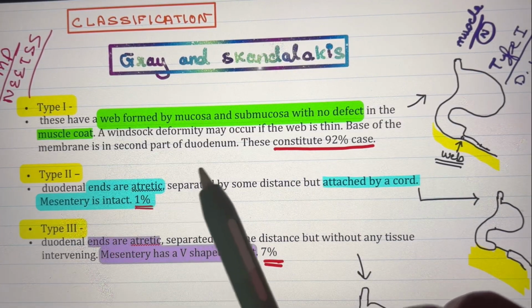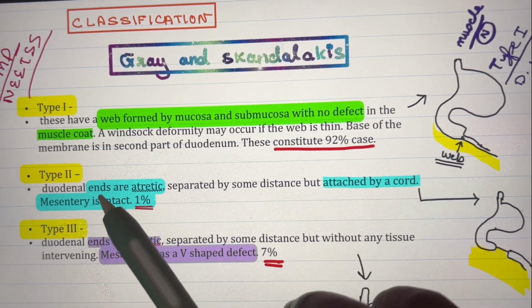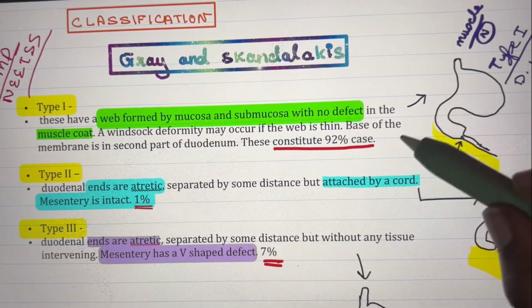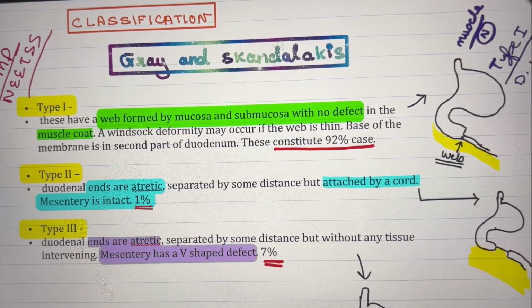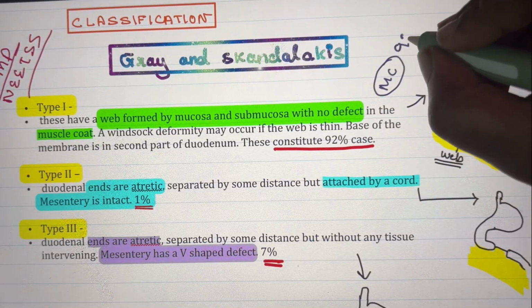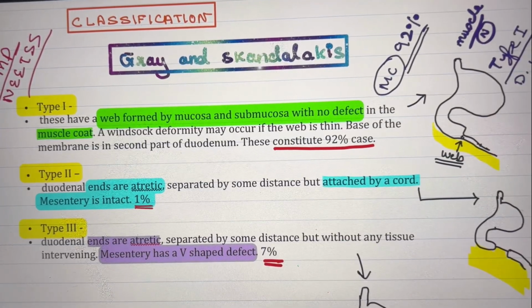A windsock deformity may occur if the web is thin. The base of the membrane is in the second part of the duodenum. These constitute 92%. The most common type of duodenal atresia is type 1. In 92% of cases the web is formed from mucosa and submucosa.